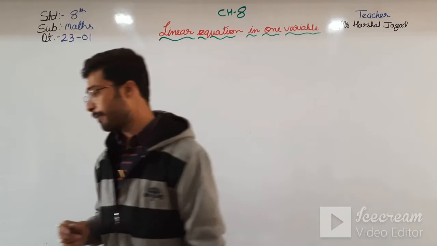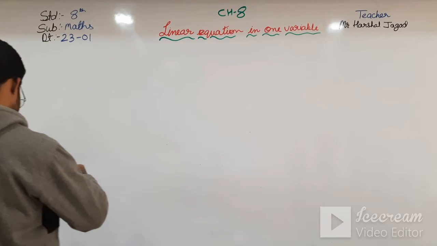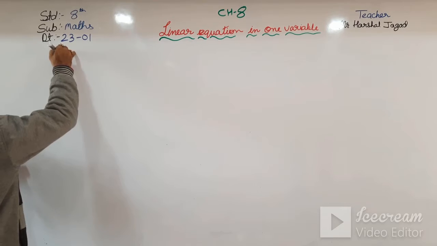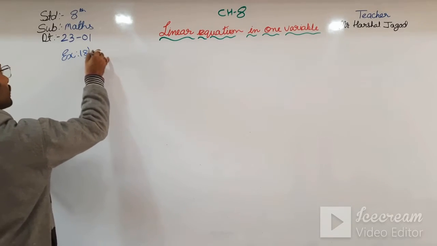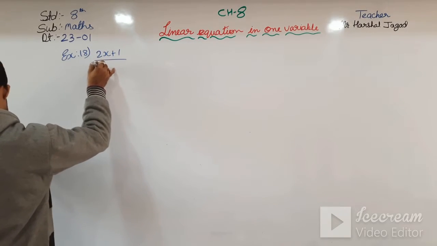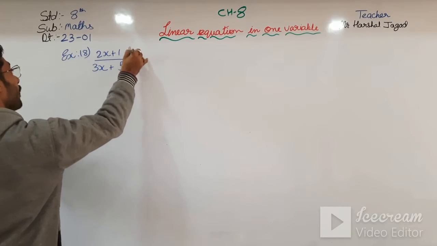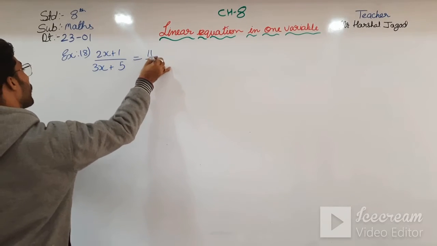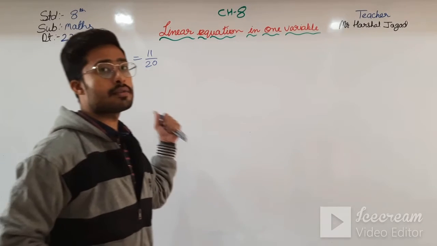Okay students, now doing example number 18 here. The equation is (2x + 1) upon (3x + 5) is equal to 11 upon 20. Okay, it is equal to 11 upon 20. So here we have to solve this equation.